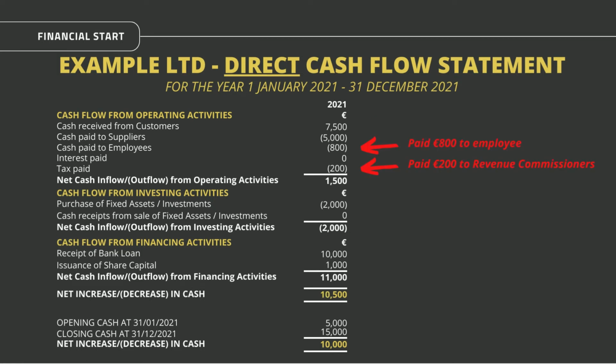If we did receive the cash though, it would go into the cash received from customers line within the operating activities section. They also paid their sole employee €1,000 in gross wages, which is split into €800 net wages paid to the employee and €200 paid to the revenue commissioners. They also paid €500 interest on the bank loan, and now you can see that this matches the difference between the opening and closing balances.